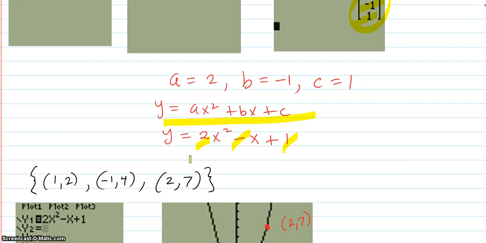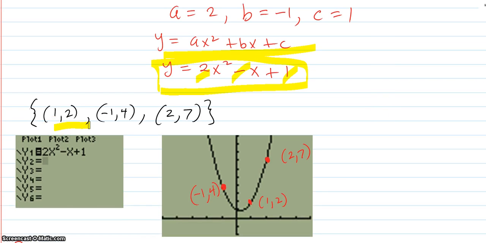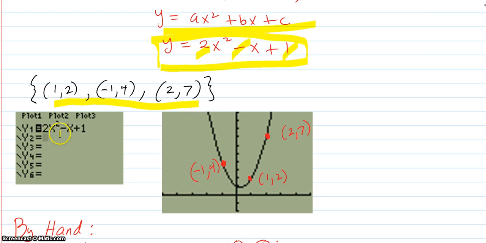And then of course you would put those into the template right here. A is 2, B is negative 1, C is 1. So there's your parabola. So here's the original points. I want to check to see if it really is correct. So I put 2x squared minus x plus 1 in the calculator to graph it. After messing with the window a little bit to make it look better, this is what we get. Sure enough, 2, 7 is right here. 1, 2 is right there. And negative 1, 4 is right there. It fits all 3 points perfectly.